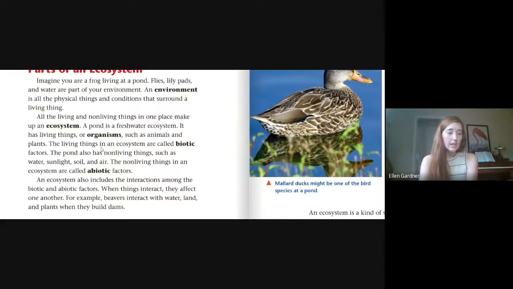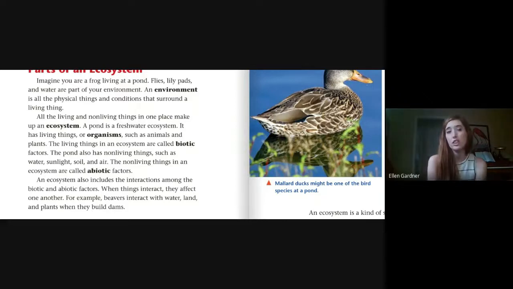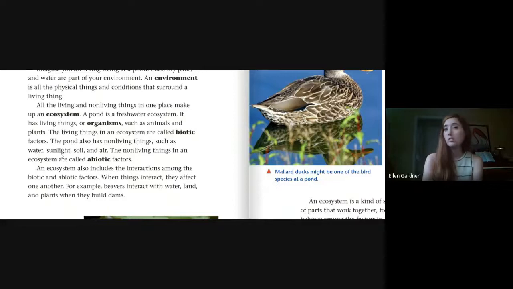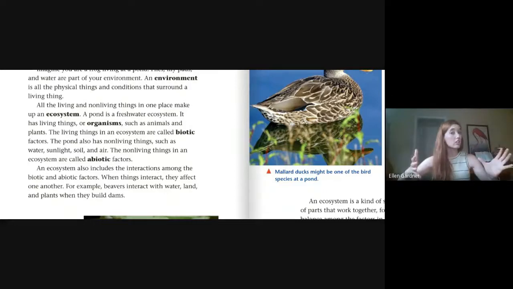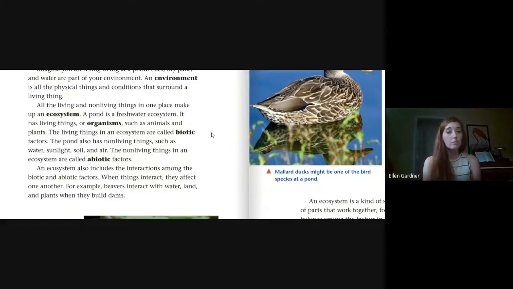So the living things in an ecosystem are called biotic factors. Can you say biotic? Biotic means living. It comes from a Greek word, bios, which means live or life. Now the pond also has some non-living things, such as water, sunlight, soil, and air. All of those things are factors that live around this duck that we're talking about. All of those affect the way that the living organisms can grow and live.